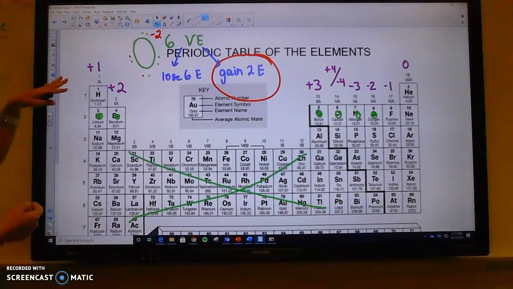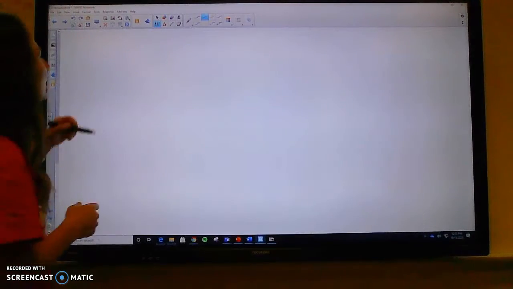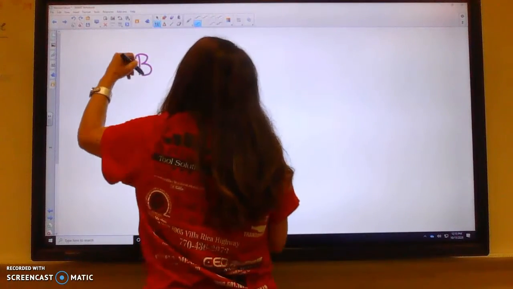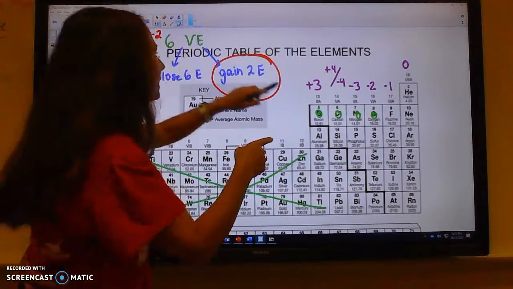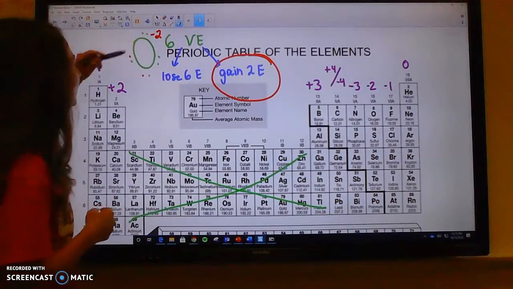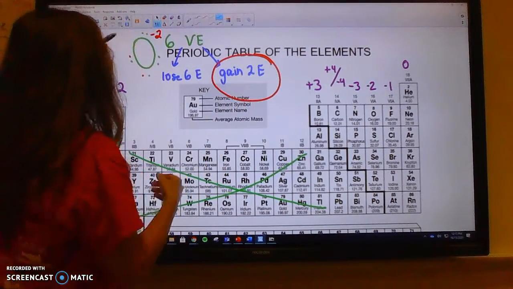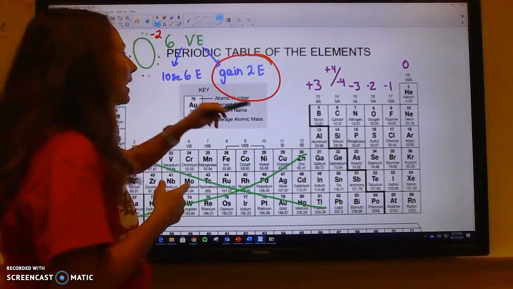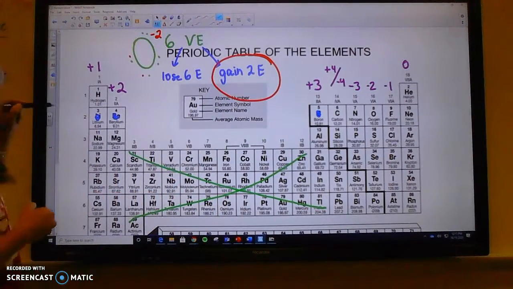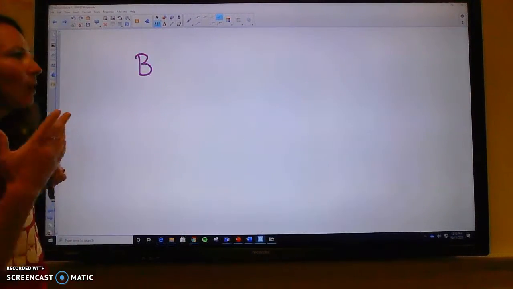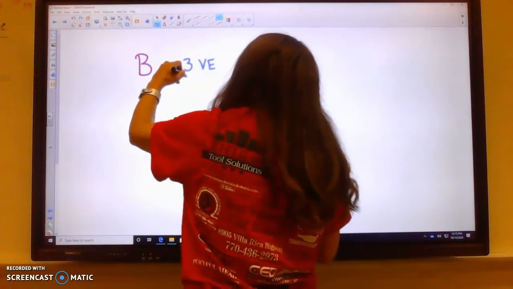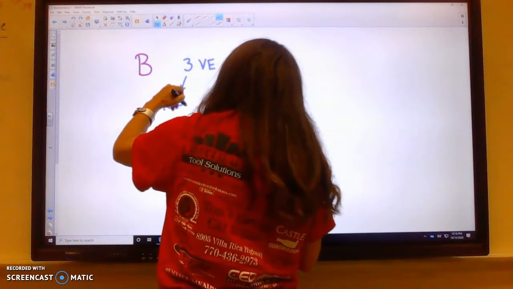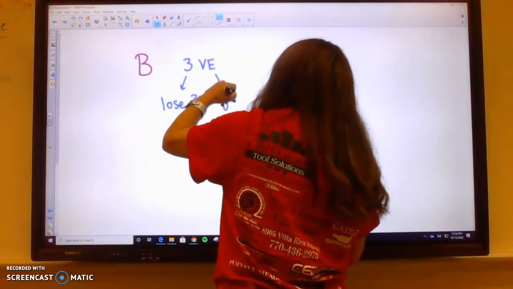Now there is an exception with the first row and then part of the second. Let's look at boron, okay? Boron being element number 5, and let me go back to here. Boron is right here, element number 5. So how many valence electrons does it have? 3. It has 3. 1, 2, 3. So we can make a prediction about what charge it forms, but it has 3 valence electrons. So it can lose 3 electrons, or it can gain how many?